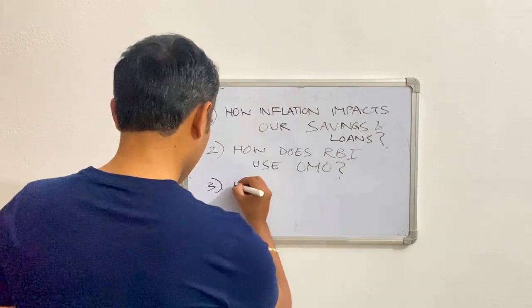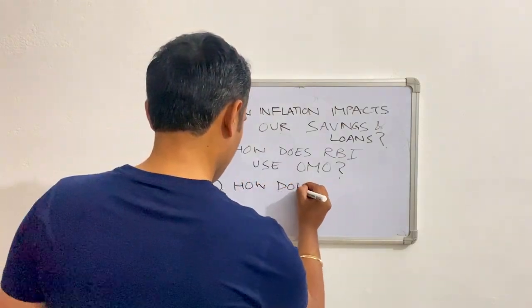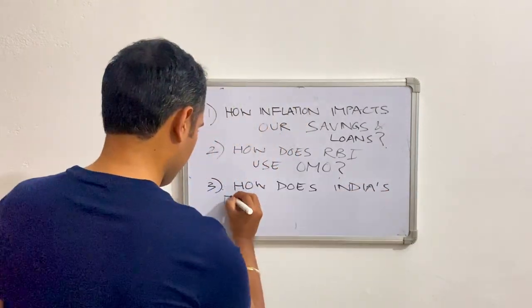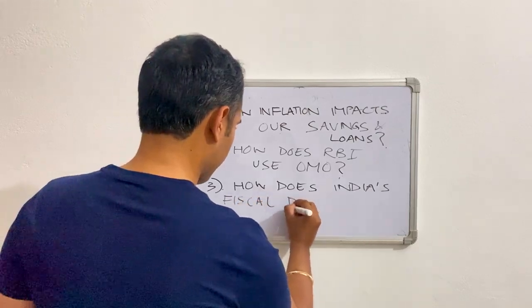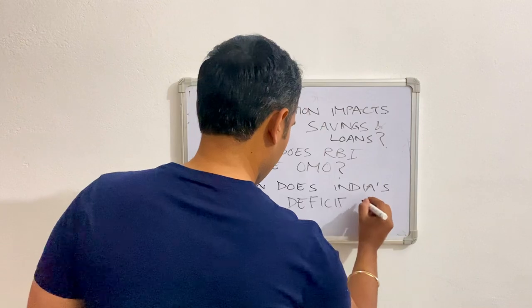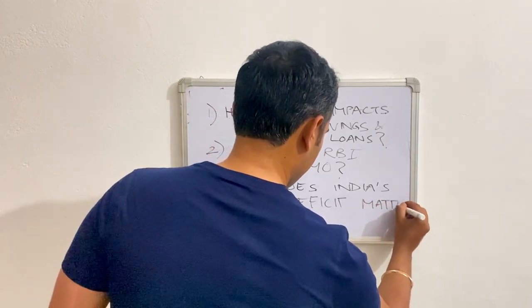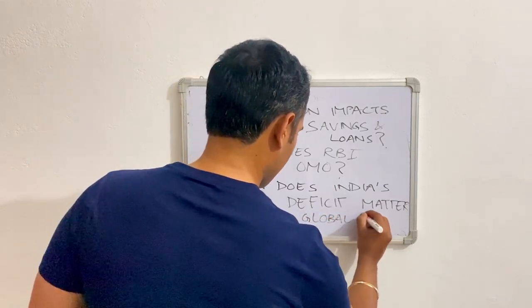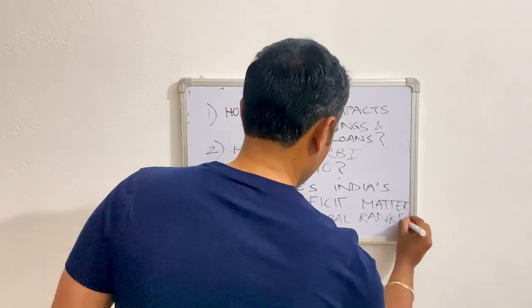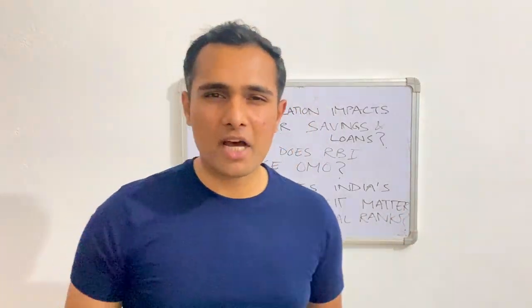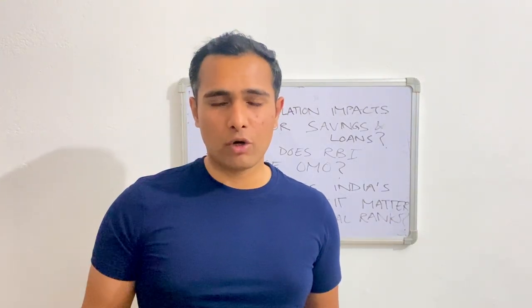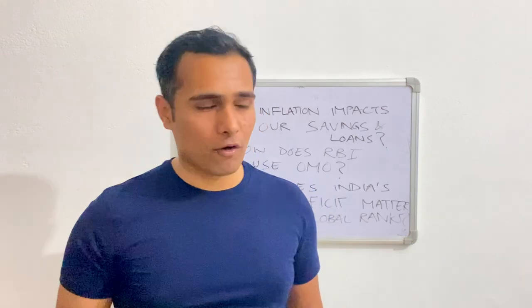Now the third one would be how India's fiscal deficit matters in global rankings. So when we are looking at global rankings, why does India's fiscal deficit matter so much as a nation? So these are some of the advanced concepts which you must know in order to tackle the ESI subject. Now from where are you going to get this?